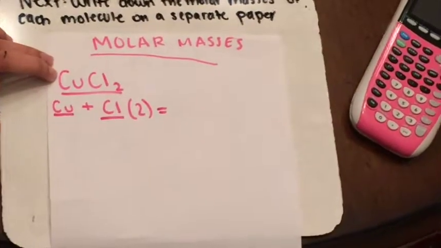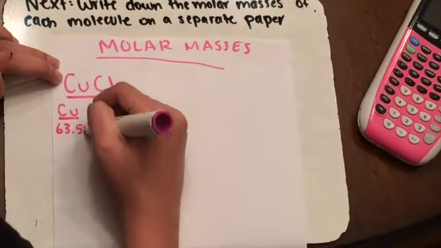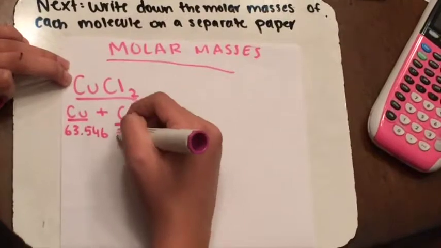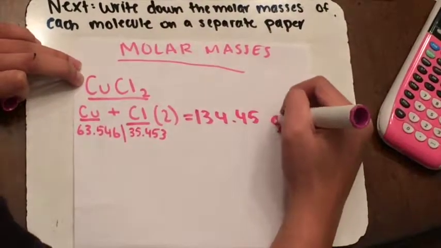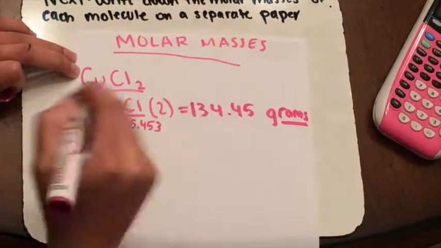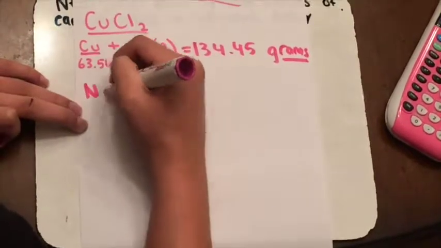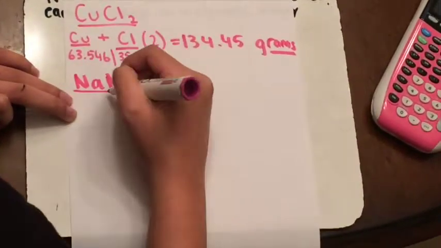So there's copper chloride. There's 2 chlorine atoms and 1 copper. So I found the masses on the periodic table and I'm adding them up. And that's going to be in grams because atomic mass is done in grams, or molar mass, sorry, molar mass.